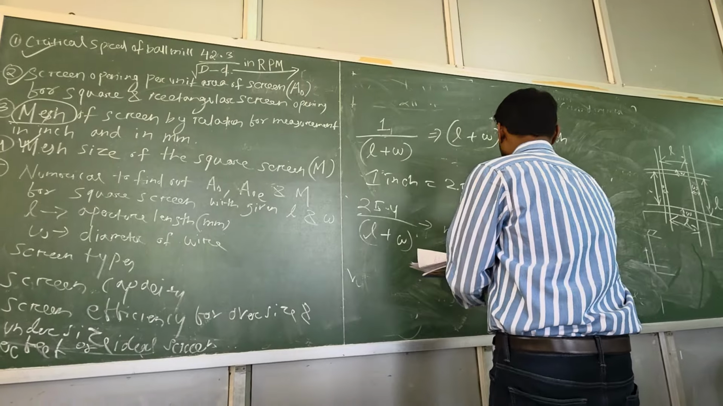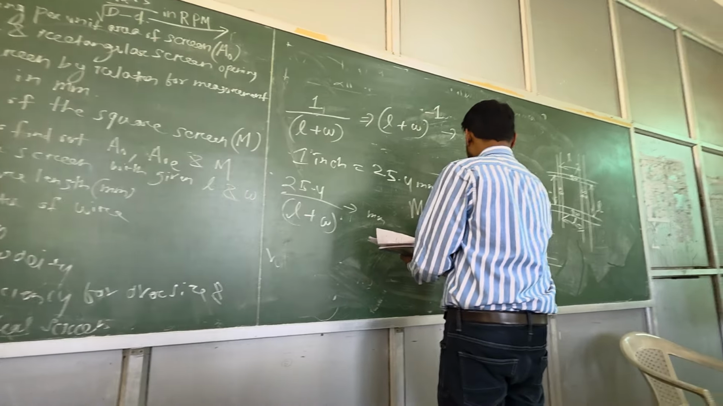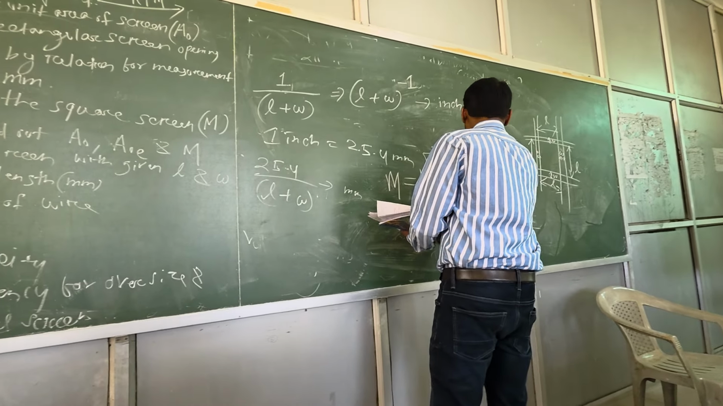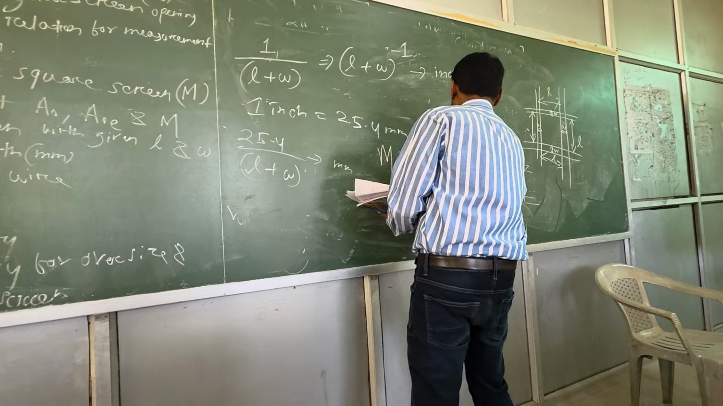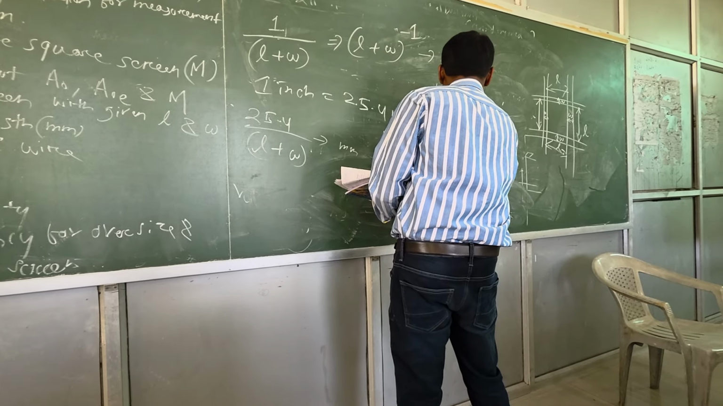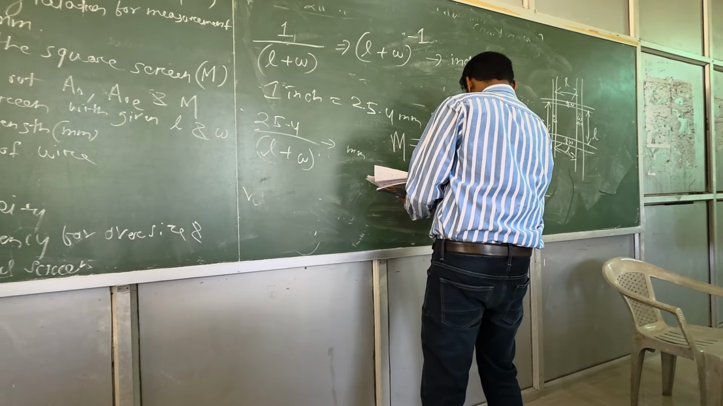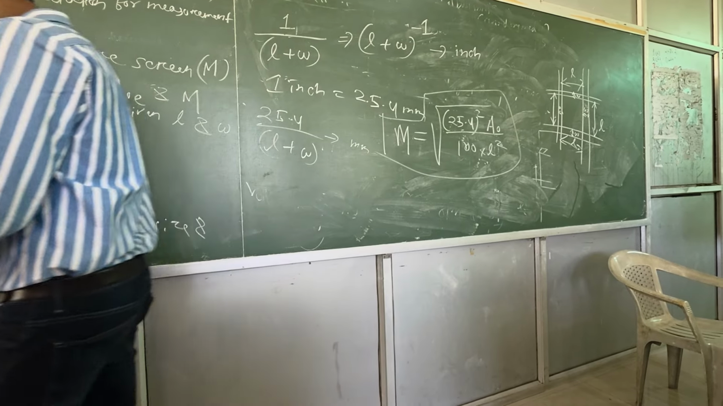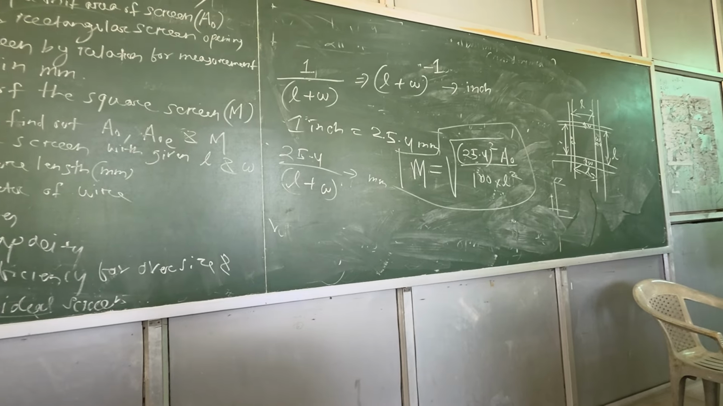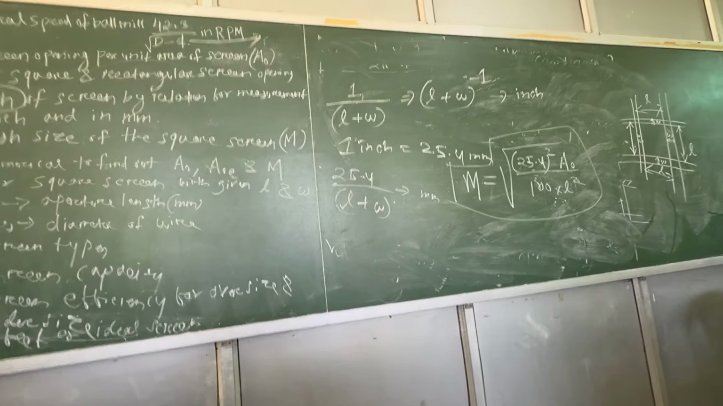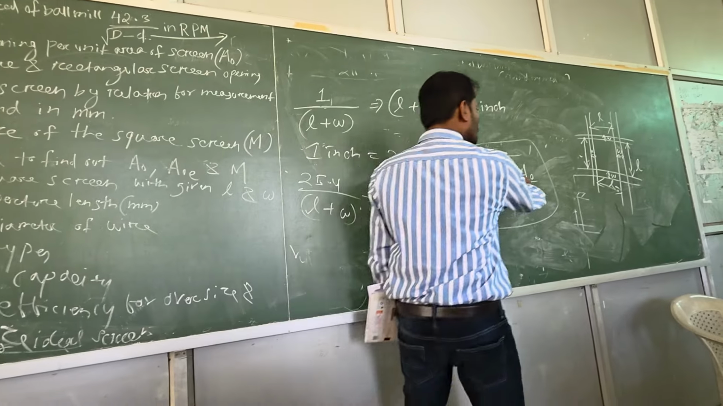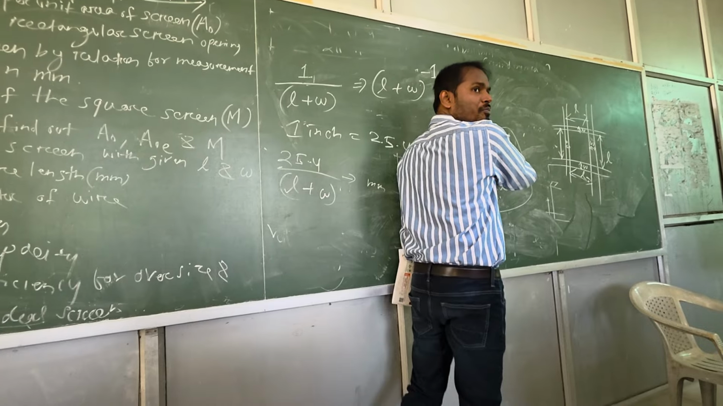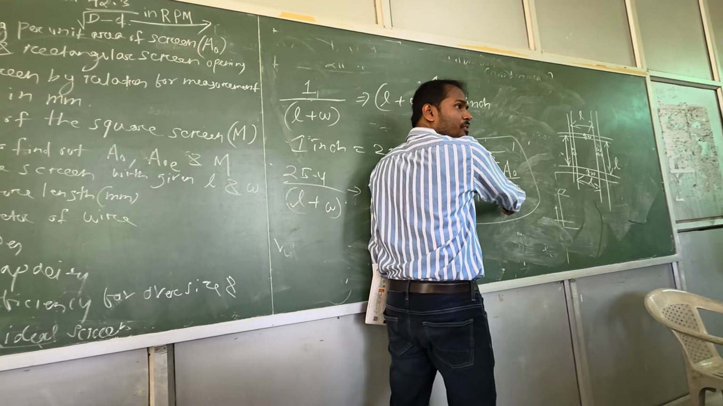This is the completed formula. Square root of 25.4 square, percentage area opening divided by 100, into L square. So this is the formula for mesh size. So you people understood this one. We got the previous calculation. If you remember, percentage area opening. This is the length of the opening or aperture.